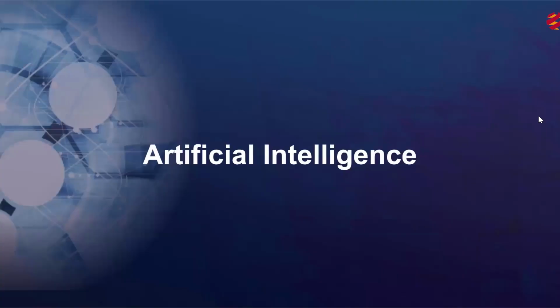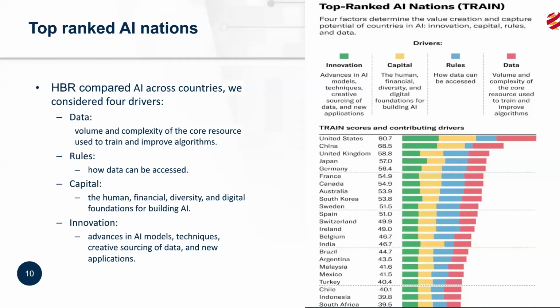Now let's speak a little bit more about artificial intelligence, and let that take the center stage for now. When it comes to artificial intelligence, one of the pictures I want to paint is a global picture first, to start off looking at some of the top-ranking AI nations. There's a TRAIN index that Harvard Business Review has created, and they've mapped countries based on these 4 pillars: data, rules, capital, and innovation. And based on that, they're able to determine which are the top-ranking countries.